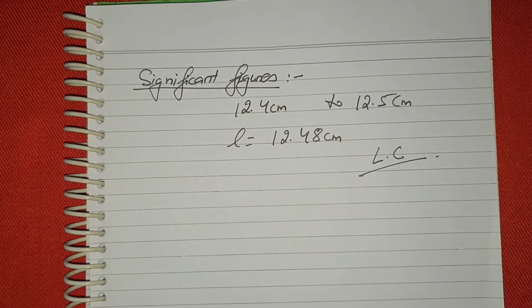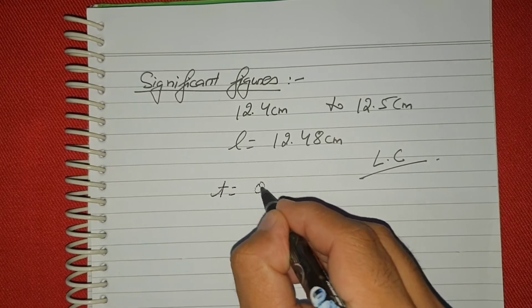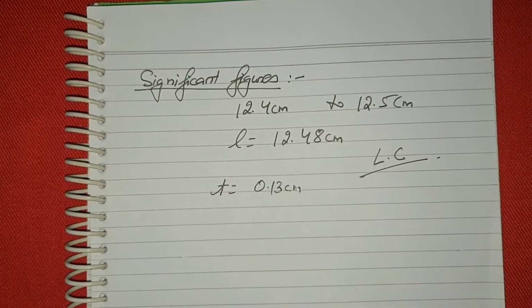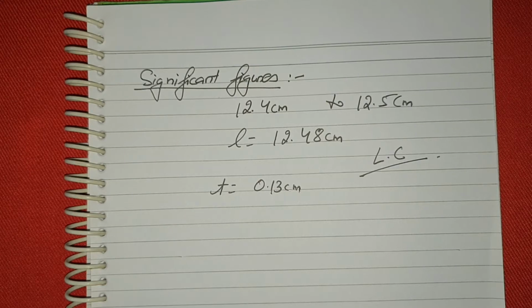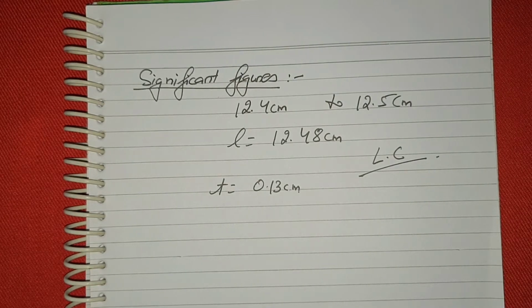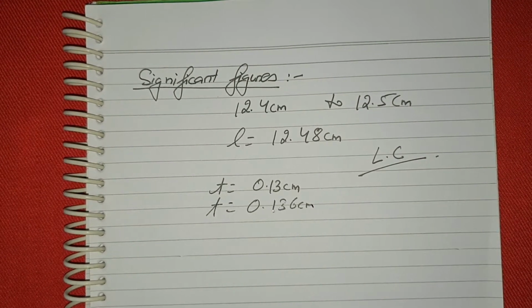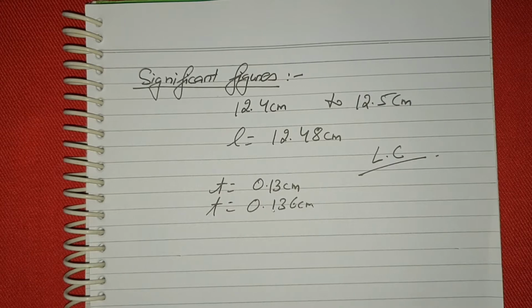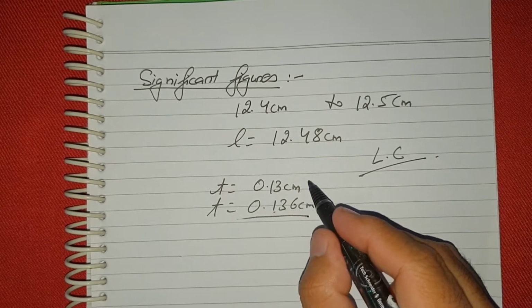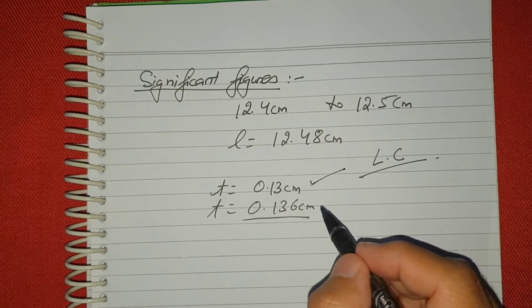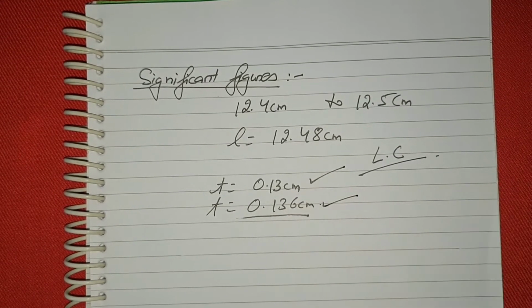Now suppose we are measuring the thickness of something like a wooden slide, glass slide, iron slide, whatever. Take it as a glass slide. Suppose with a vernier caliper, the thickness reading comes out to be 0.13 centimeter. But if we use an instrument called a screw gauge, suppose the thickness comes out to be 0.136 centimeter. Now this value has three significant figures. This has two. So you can say this is more accurate than this one.